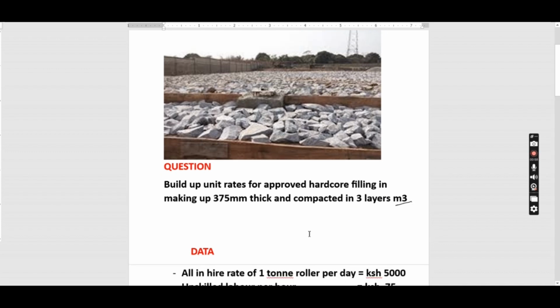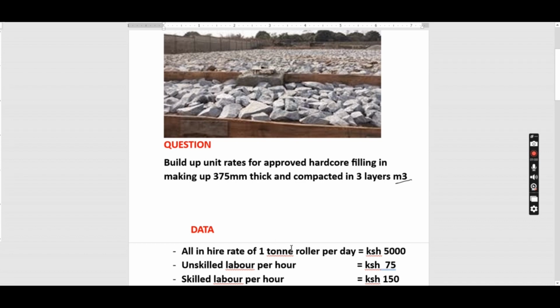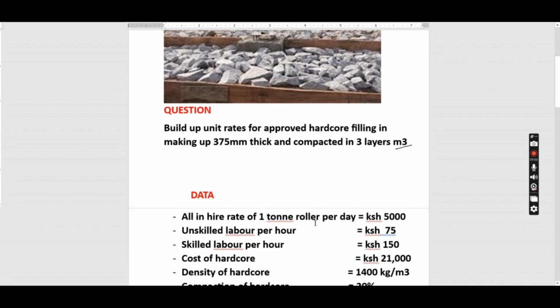So the data that we have, our hiring rate for 1 ton roller per day is 5,000. So it means we are hiring our roller. In some instances, you can find that you are buying the roller. So you have to go through the process of owning, operating, maintaining, repairs, all those items.